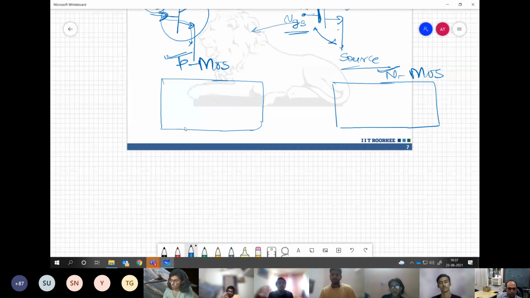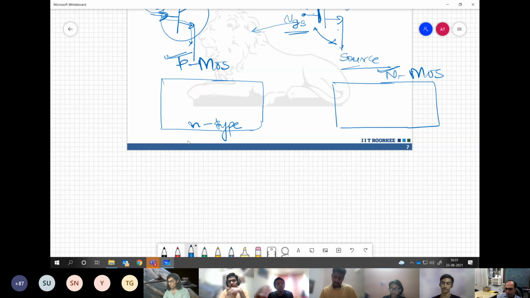Now the PMOS is generally fabricated on an N-type substrate. You understand, right? N-type substrate, what I mean, right? There is a silicon substrate on which we are doing the doping with N-type elements. That is fine, right? Yes. That's clear to you, right?